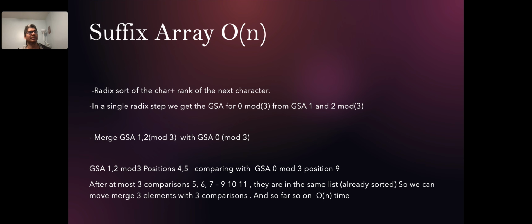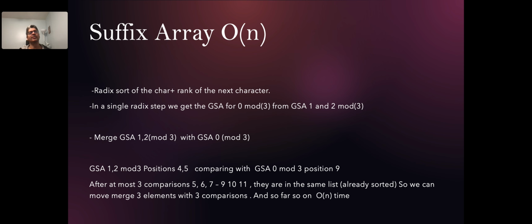And so, recursion on two-thirds of the radix. In linear time, I get the one third that was missing. Now I just have to merge it, and then I get the suffix array. Merge the two GSAs, and I get the SA for the whole thing.